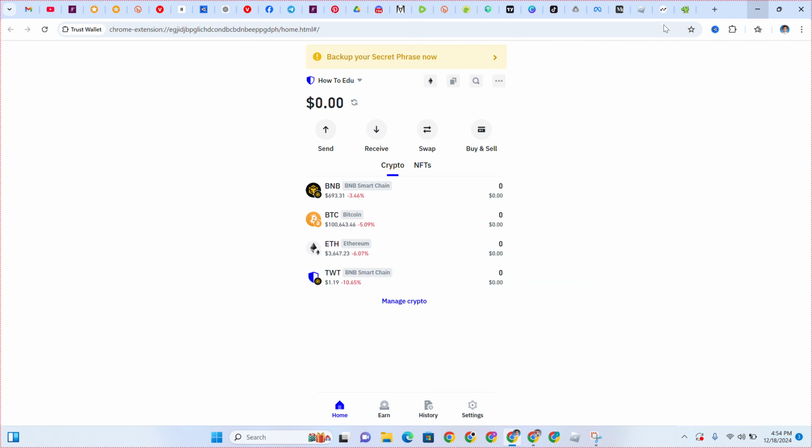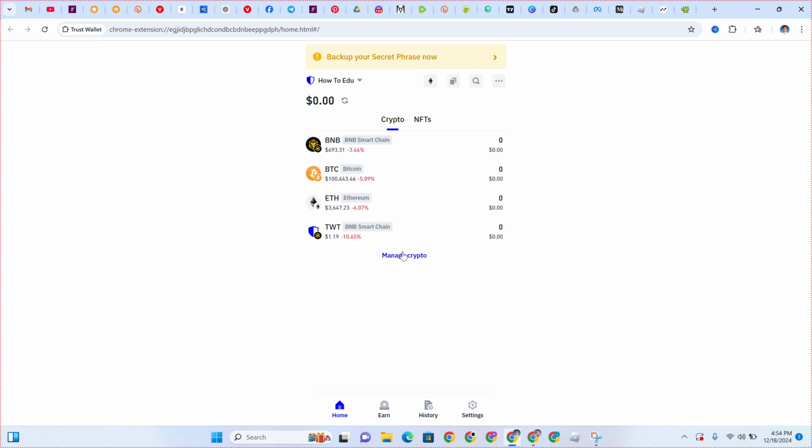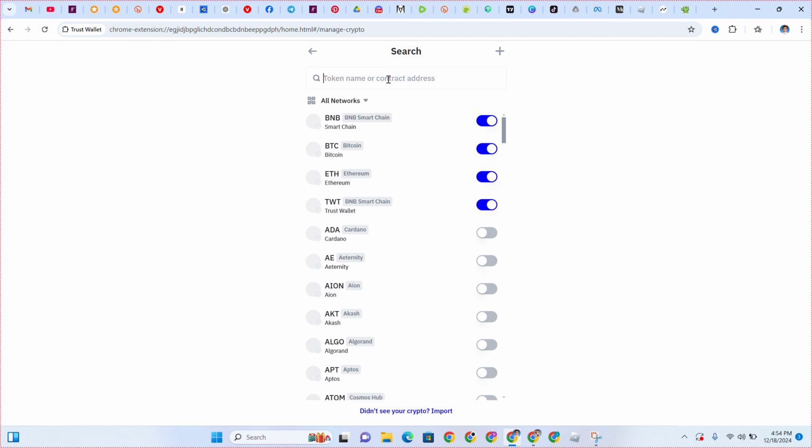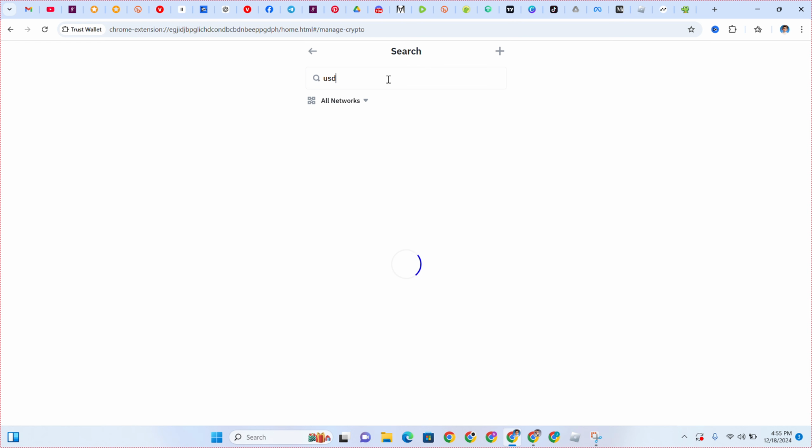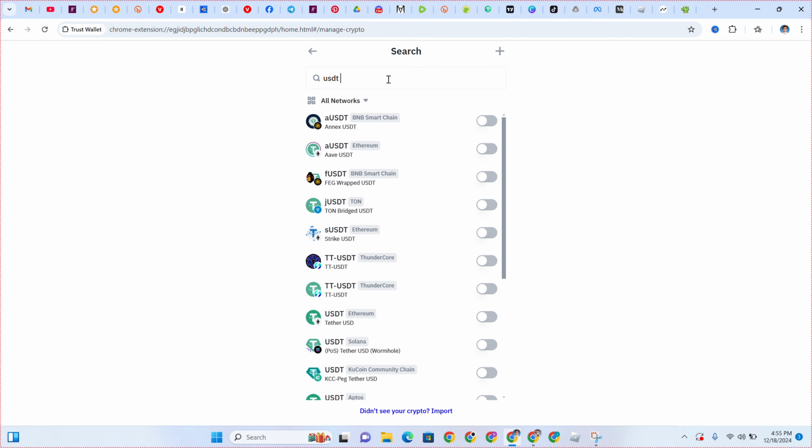Now head over to your Trust Wallet, click on this Manage Crypto. Go on here, type in USDT. So USDT ERC20 is USDT Ethereum, right?